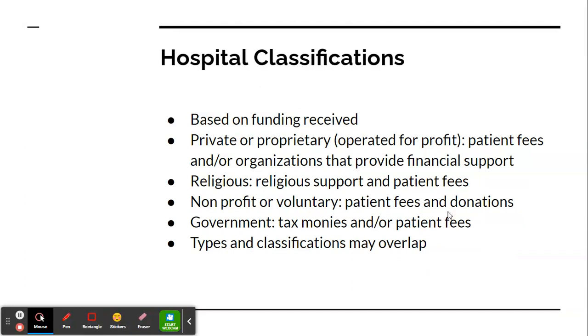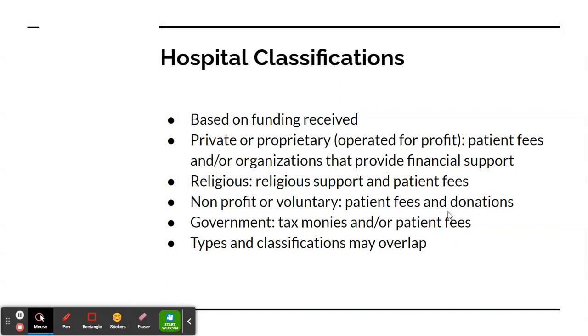Now, on the other side, remember, type is based on the services, as we have our classifications. And hospitals are classified based on the funding they receive or how they pay for the hospital to operate. So we have private or proprietary, which is where hospitals are operated for a profit. They want to make money. They get their money from patient fees and organizations that provide financial support.